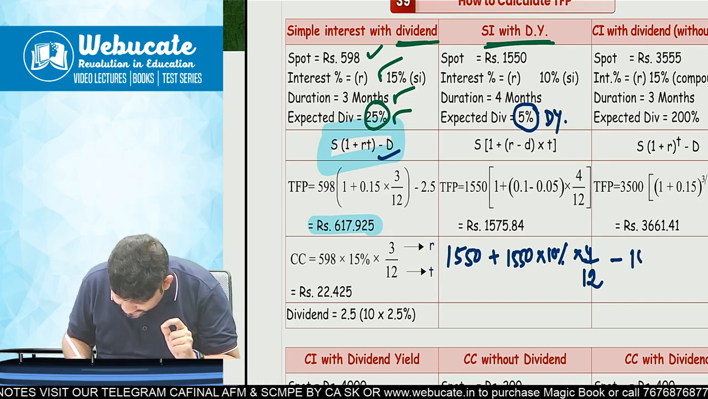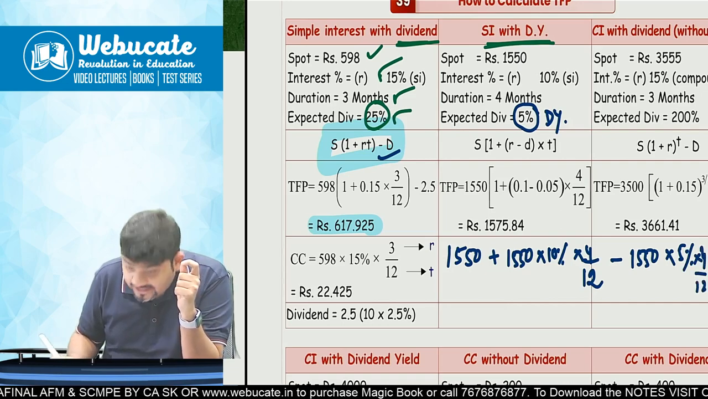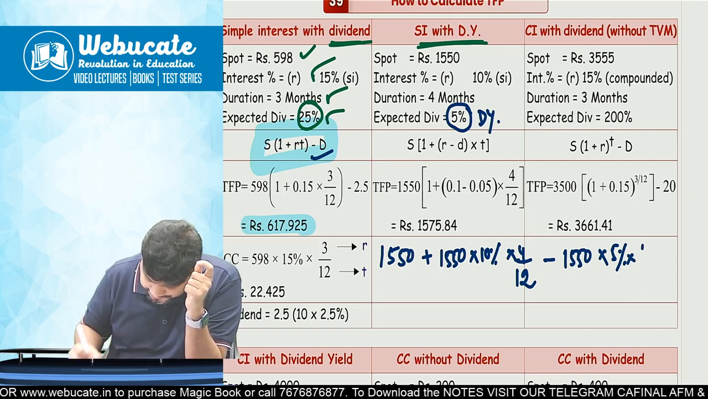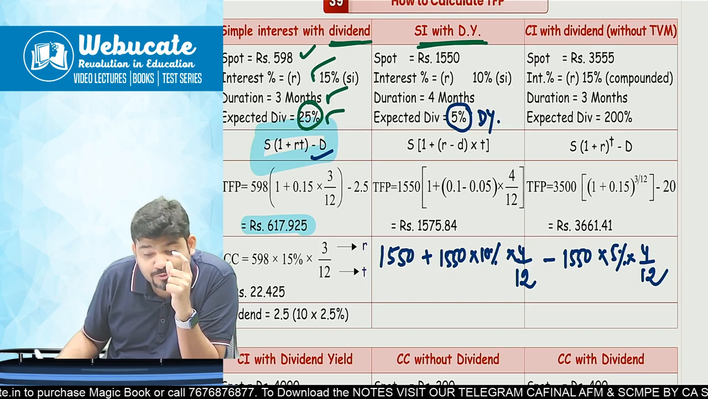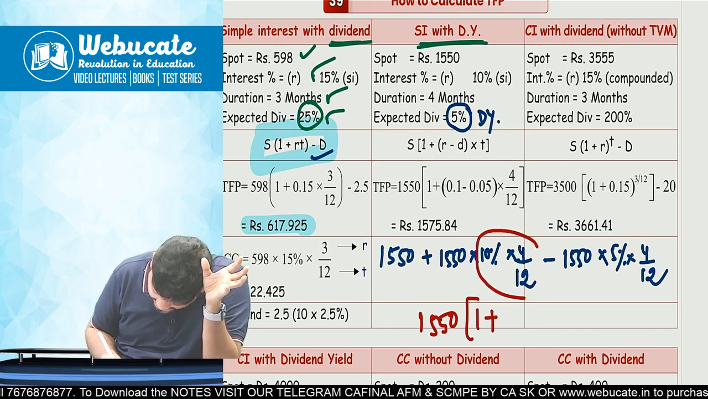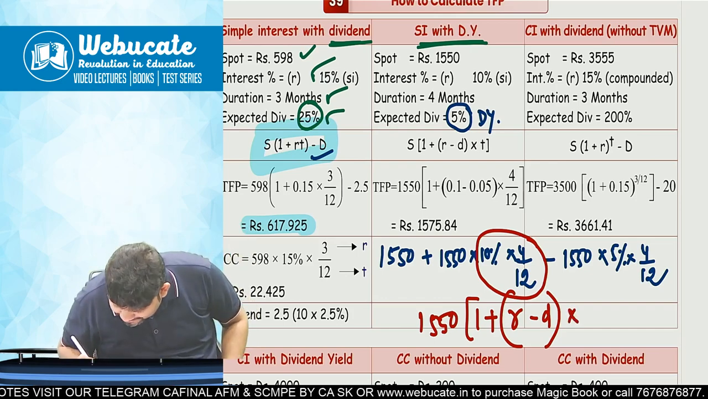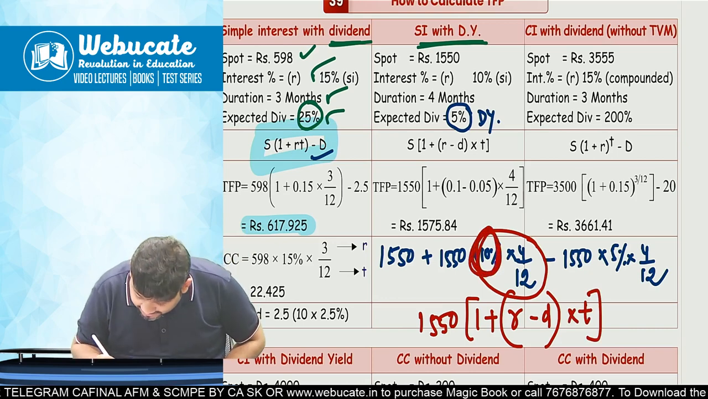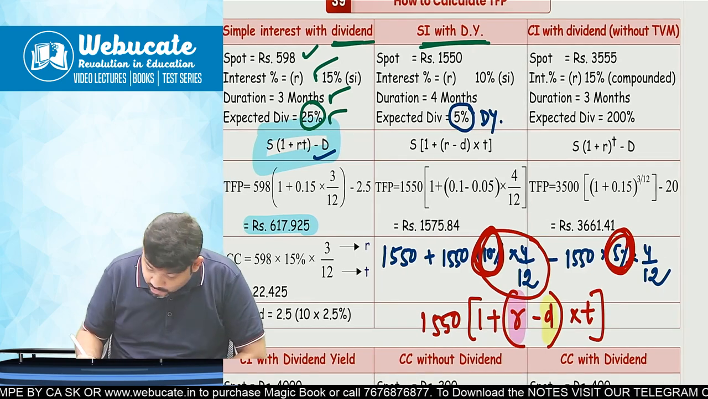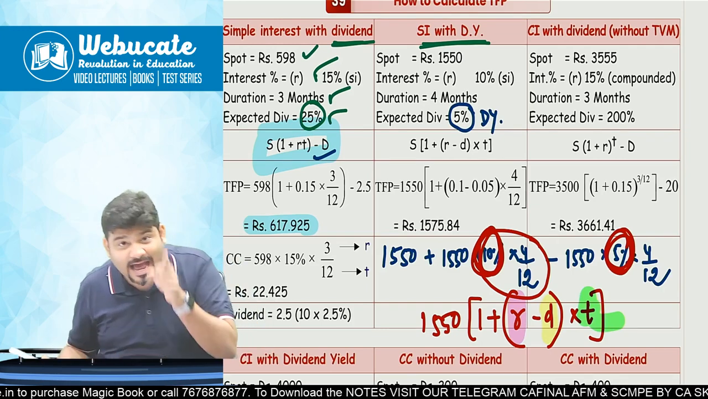So now how do you calculate this? It will be 1550 market price multiply by 5% multiply by 4/12. So this 4/12 is to be multiplied. Now what do you see here? 1550 is still in common. 1 plus R minus d, multiply by 4 by 12, which is t. So r, which is your 10%, minus d, which is your 5%, into t. Are you clear, everybody? So it will become spot into 1 plus r minus d into t.